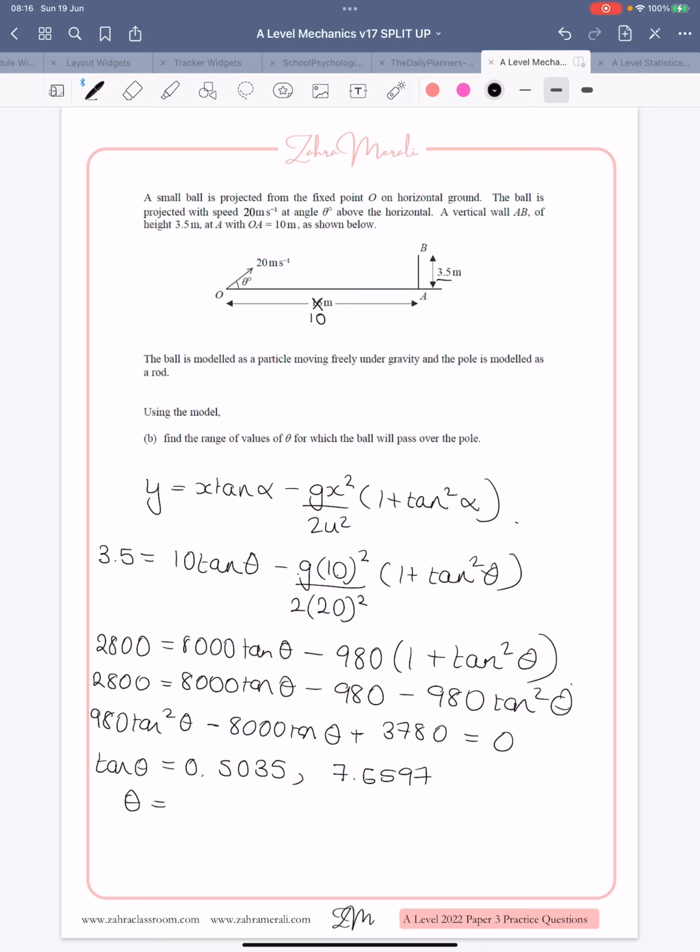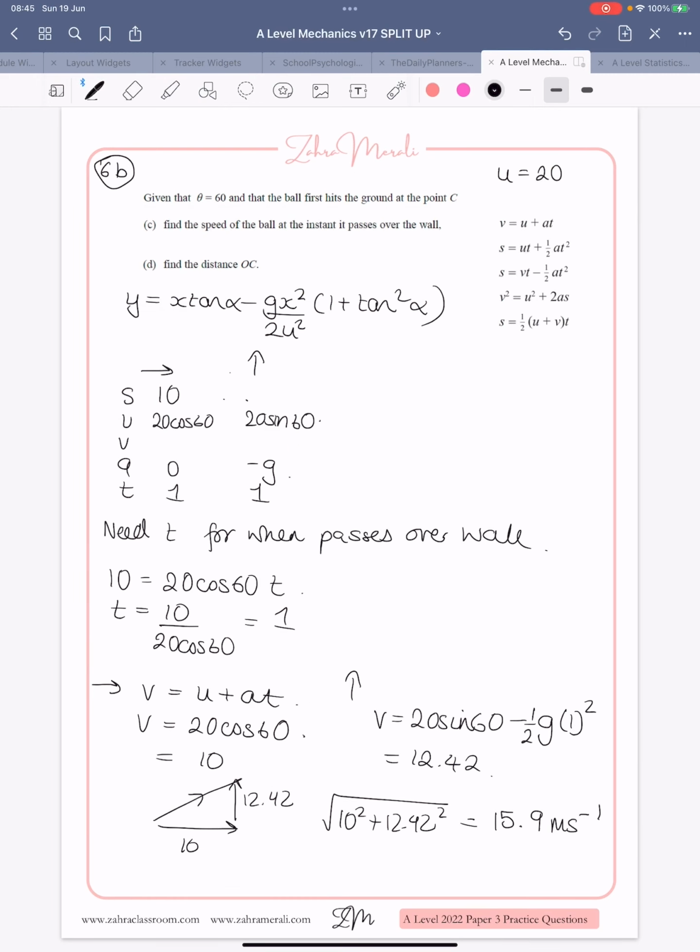So you're going to get shift tan 0.5035. Make sure you're in degrees. Let's say we'll do it to 1 decimal place. So 26.7. And if I do shift tan of the other one, you're going to get 82.6. So that tells you your theta has to be bigger than 26.7, but less than 82.6. So that's your range of values for when it's going to go over the pole.